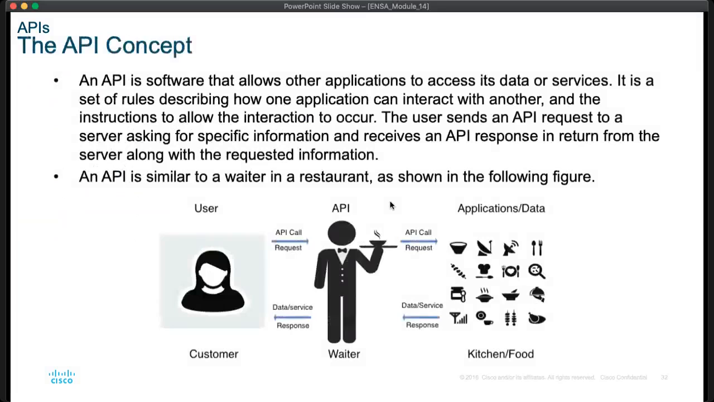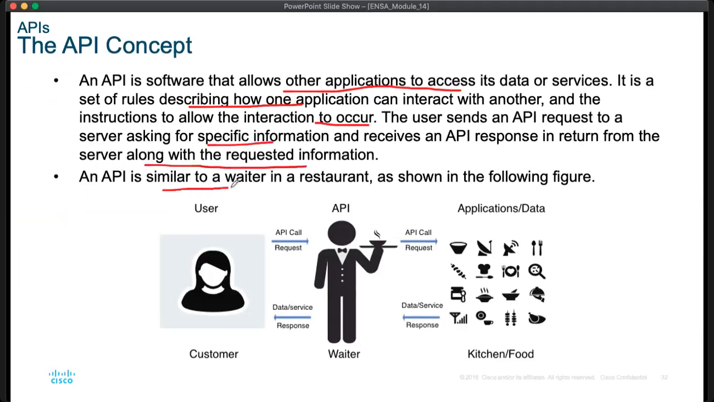The API concept. An API is software that allows other applications to access its data or services. It is a set of rules describing how one application can interact with another, and the instructions to allow the interaction to occur. The user sends an API request to a server asking for specific information and receives an API response in return from the server along with the requested information.